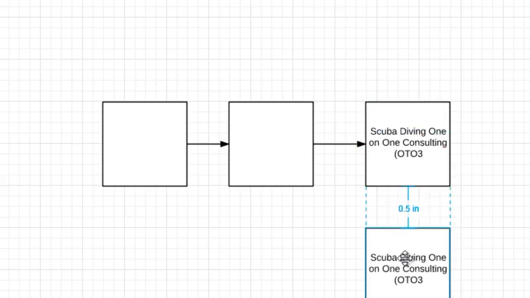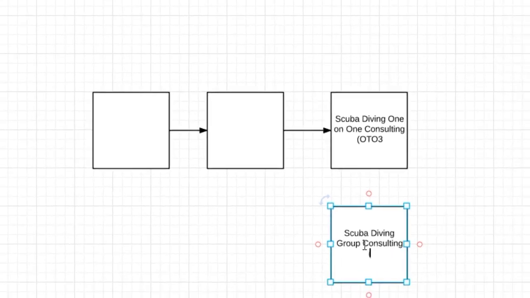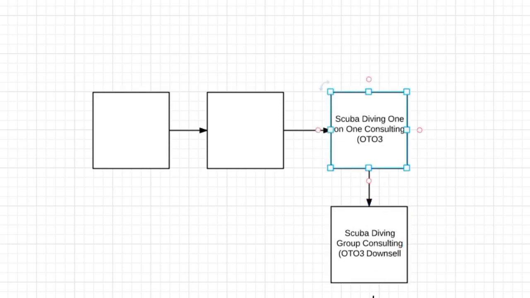So somebody could not afford that. They could have something like scuba diving group consulting, and that can be OTO3. We'll call that the downsell. A downsell is basically if somebody says no to this, they are then presented with this, right? So that's basically how it works.